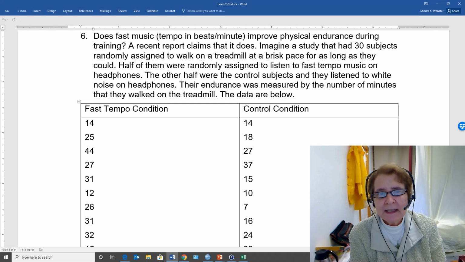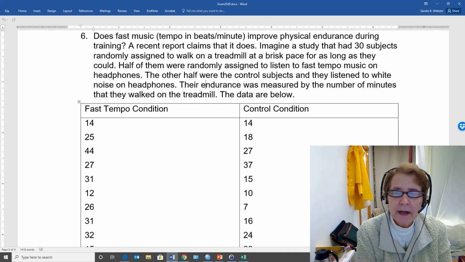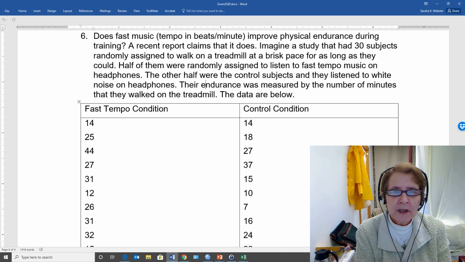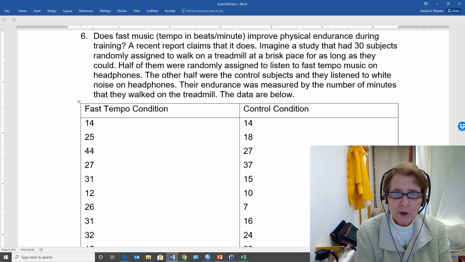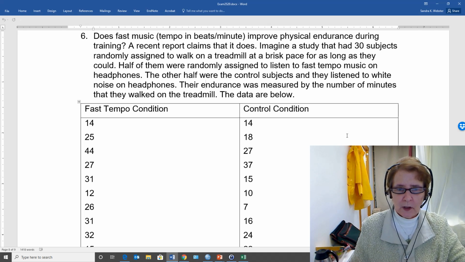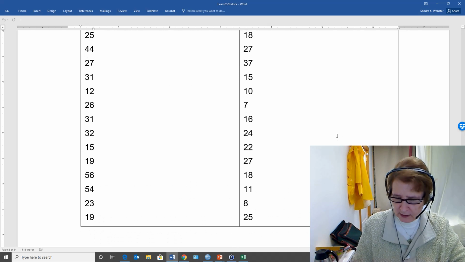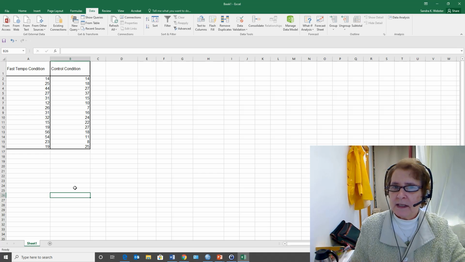Half of them were randomly assigned to listen to fast tempo music on headphones. The other half were the control subjects, and they listened to white noise on headphones. Their endurance was measured by the number of minutes that they walked on the treadmill. Number of minutes is a good ratio measurement. So I have the data below, and I have cut and pasted the data into Excel.